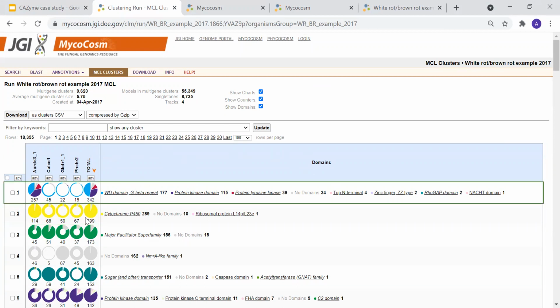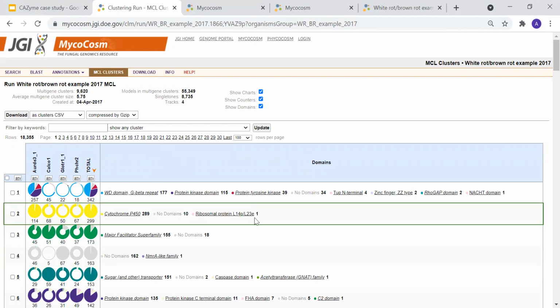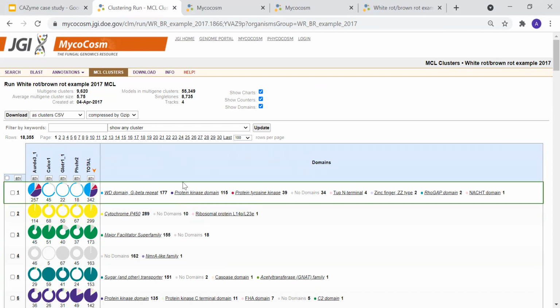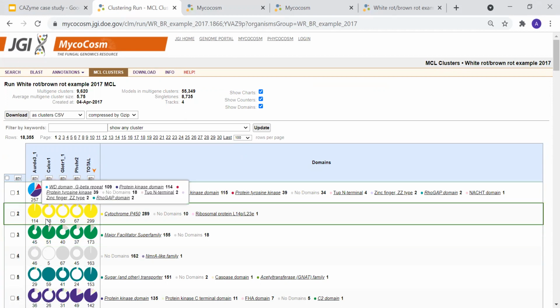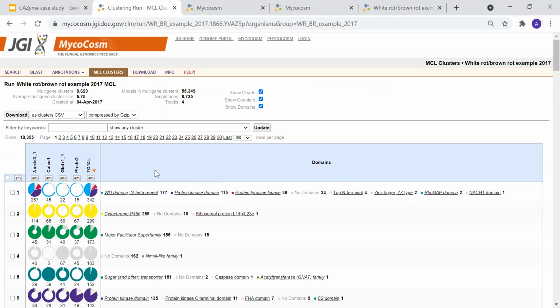Columns indicate organisms, and rows show protein clusters, with the number of proteins each organism contributes to a cluster. So over here, you can see that there are 177 of this specific one distributed across these four, compared to 115 of the purple one. You can see that it is only present in this and this. So this is a really great way to see what domains are present in the organisms or fungi that you're looking at specifically.